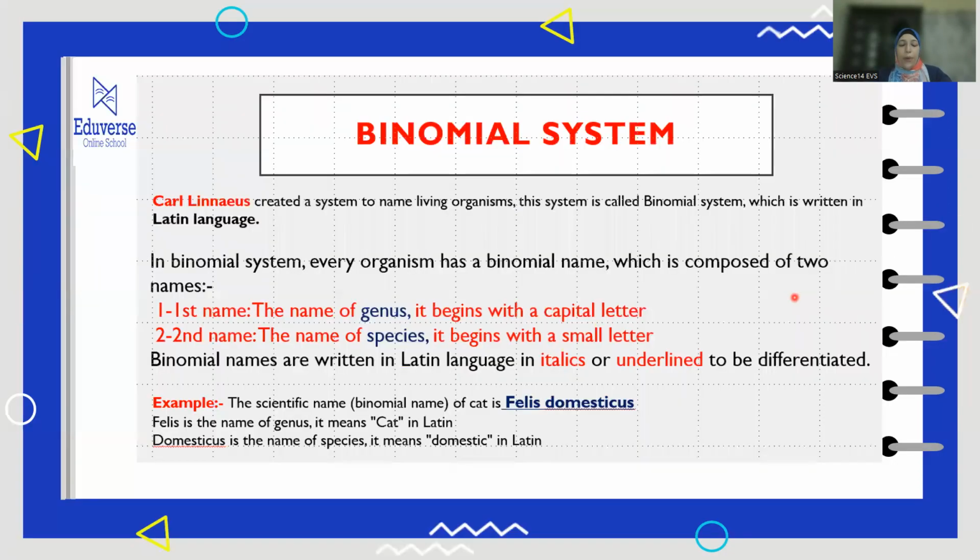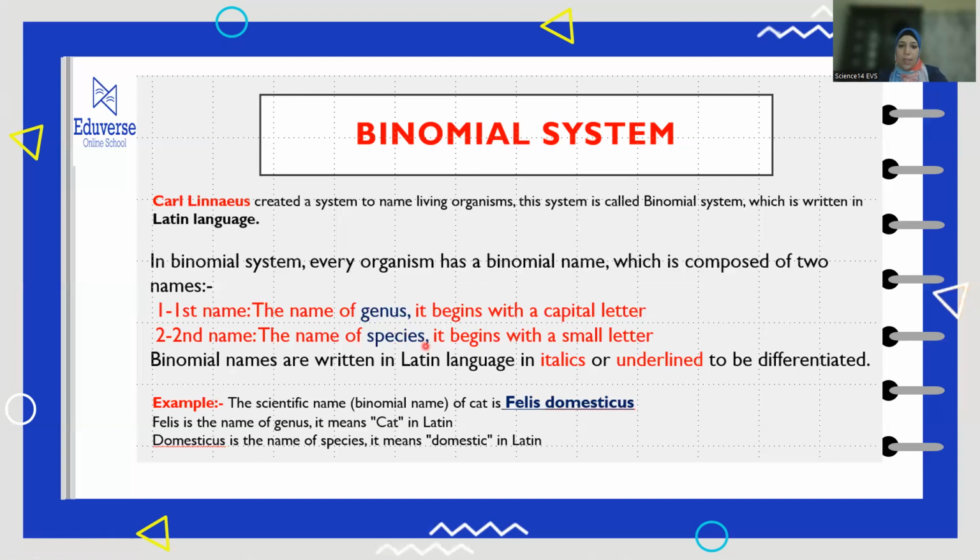From the trials of scientists to classify the organisms, Carl Linnaeus made a system for naming these living organisms, which is called the binomial system. Bi in Latin means two, nomial means names. So the binomial system means that each living organism will have two names. The first name is the name of the genus, and the second name is the name of the species.